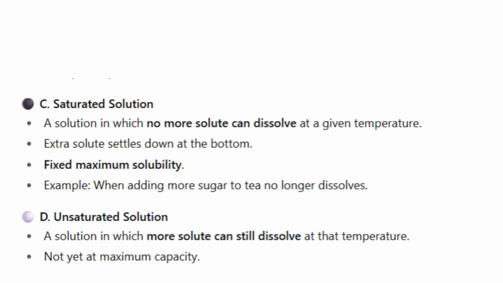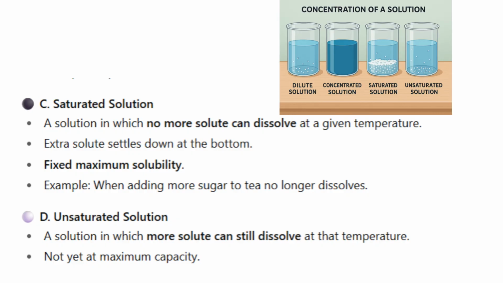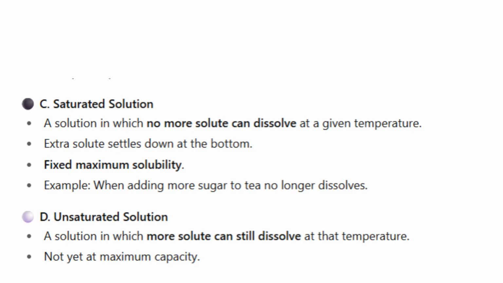C. Saturated solution. A solution in which no more solute can dissolve at a given temperature. Extra solute settles down at the bottom. Fixed maximum solubility. Example: when adding more sugar to tea, it no longer dissolves. D. Unsaturated solution. A solution in which more solute can still dissolve at that temperature. Not yet at maximum capacity.